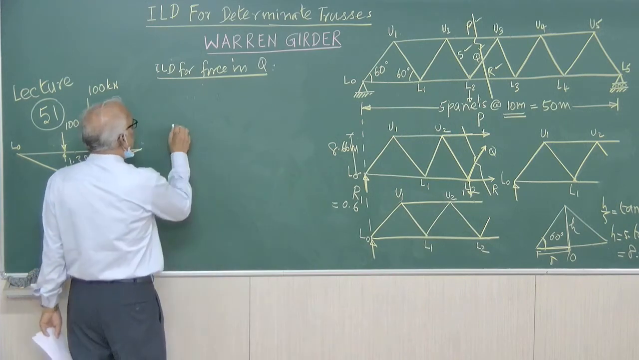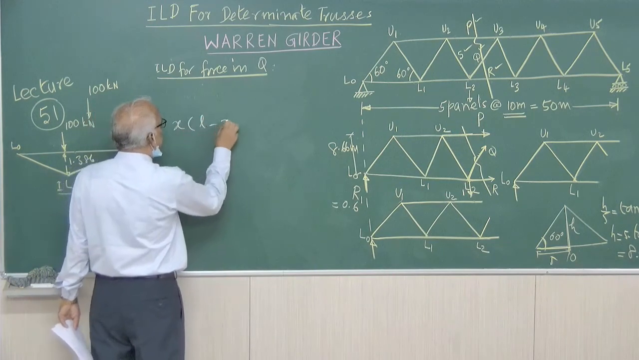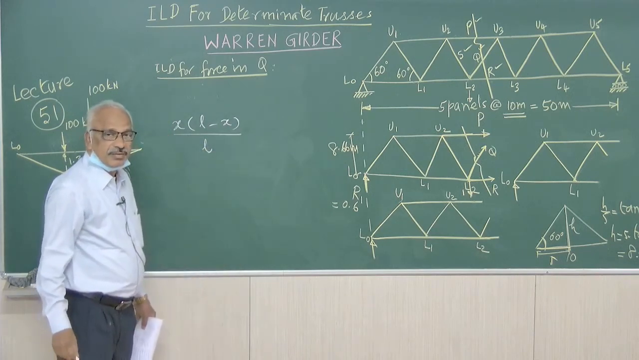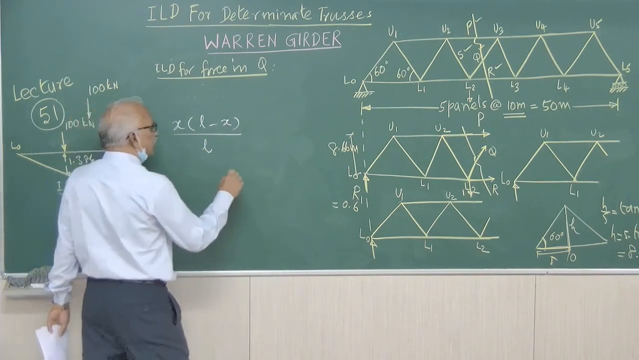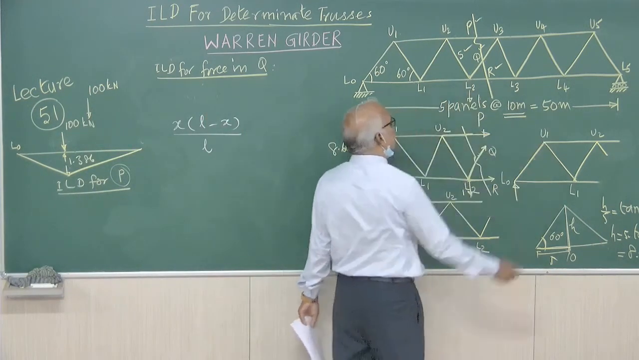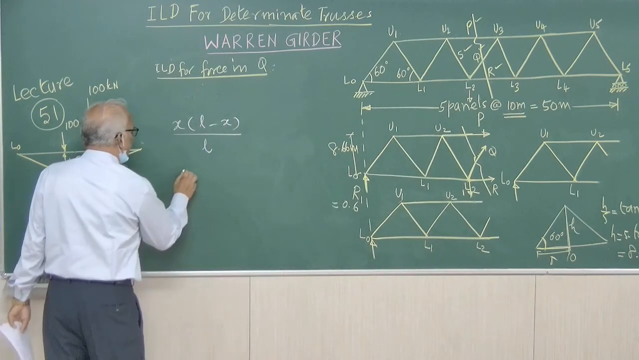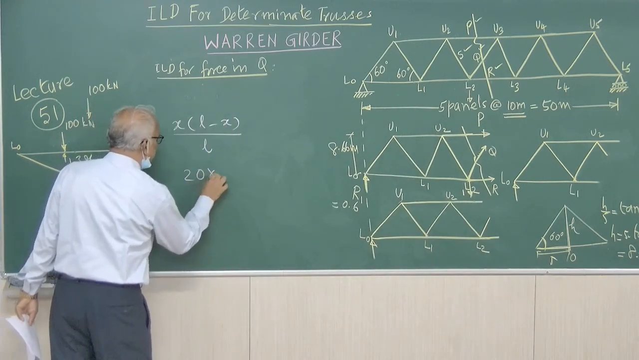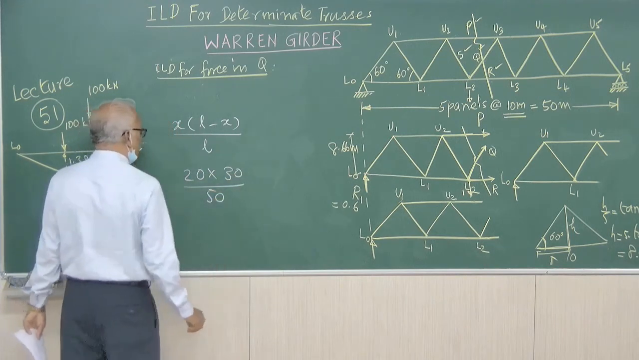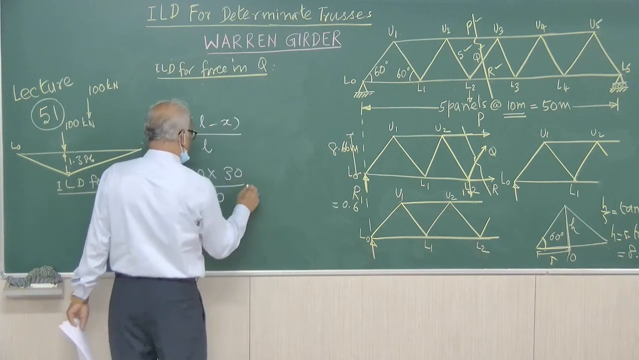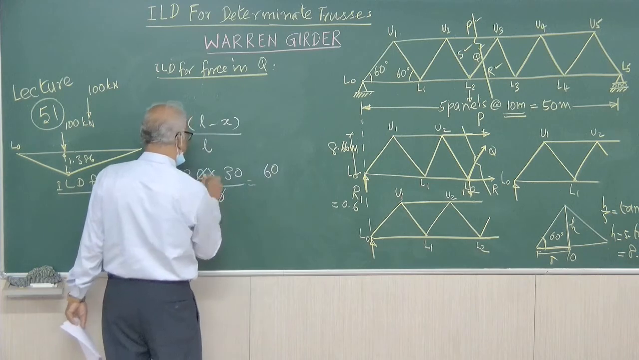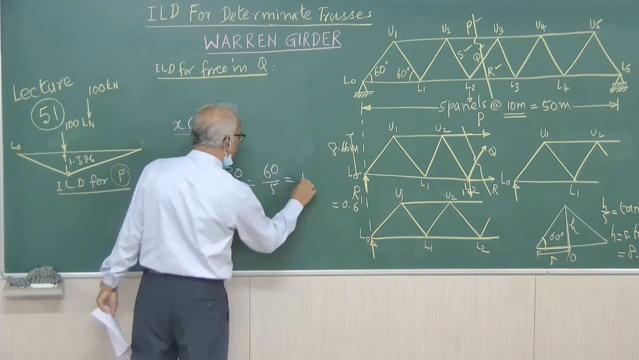the maximum ordinate is x into L minus x by L. This we have already studied under beams, right? Alright. Now, here x is equal to 20 meters up to the point L2, x is 20, L minus x is 30, by 50. So, this is equal to 60 by 5, equal to 12.